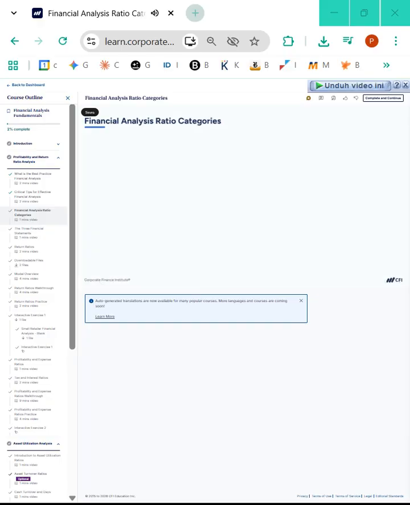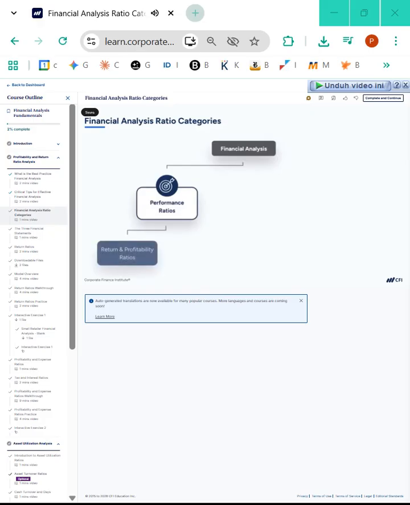We are going to break our ratios into 2 large categories and 4 subcategories. First, we have performance ratios. Performance ratios speak to how a company is doing, what returns and profitability it is delivering to stakeholders, and how efficiently it's making use of its assets.